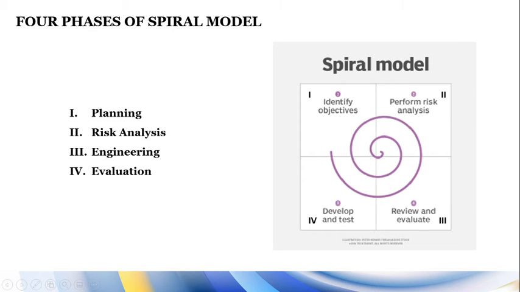There are four phases of the spiral model. First is planning, second risk analysis, third engineering, and fourth evaluation. Let's talk first about planning. In planning, the objectives, alternatives, and constraints of the project are determined and documented. The output of the first phase is that all the requirements are understood, documented, and a finalized list of documents is produced.